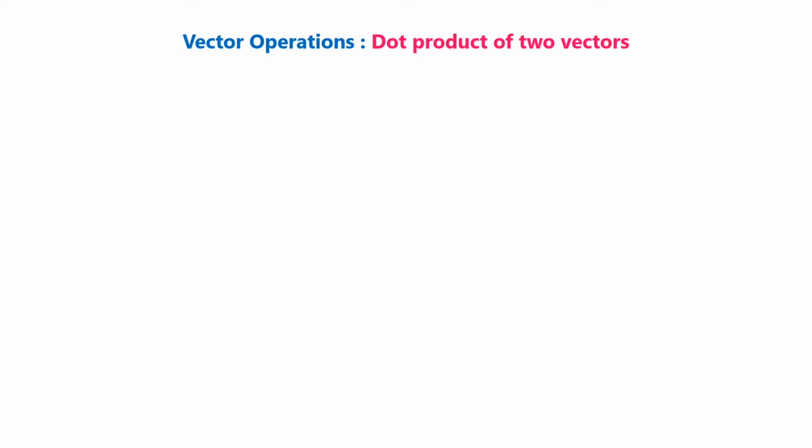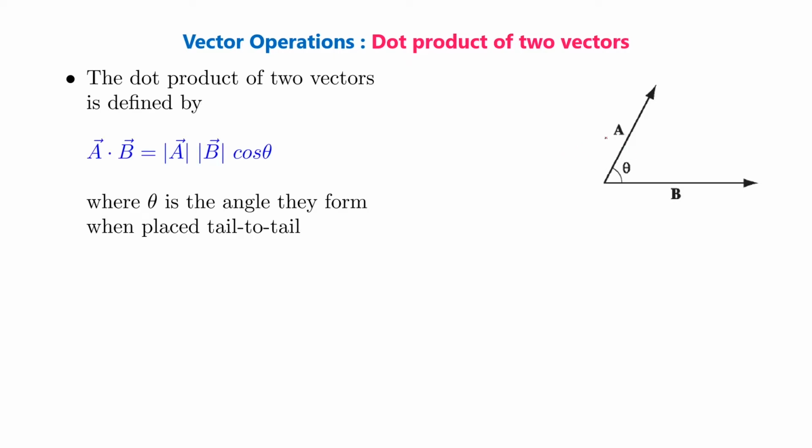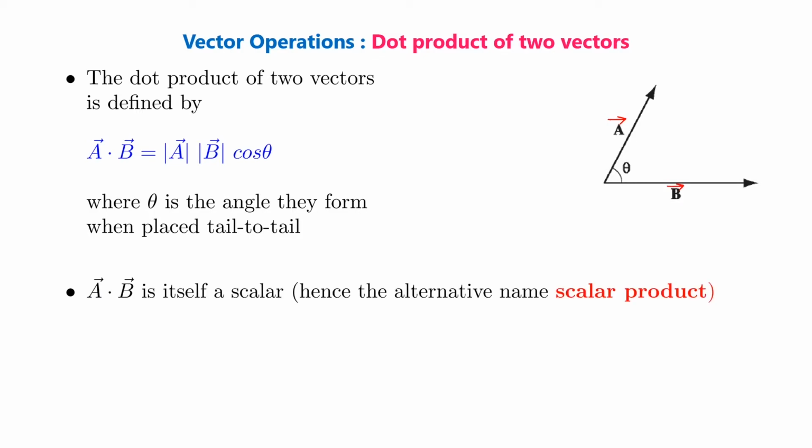The dot product of two vectors. Let's consider two vectors, vector A and vector B, which are inclined at an angle theta. The dot product of the two vectors is defined by vector A dot vector B is equal to the magnitude of vector A multiplied by the magnitude of vector B multiplied by cos of the angle between the two vectors, that is cos theta. But theta is the angle they form when they are placed tail to tail. The dot product vector A dot vector B is itself a scalar, and that is why it has an alternative name, the scalar product.